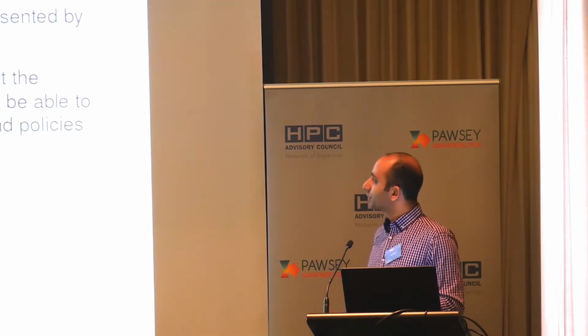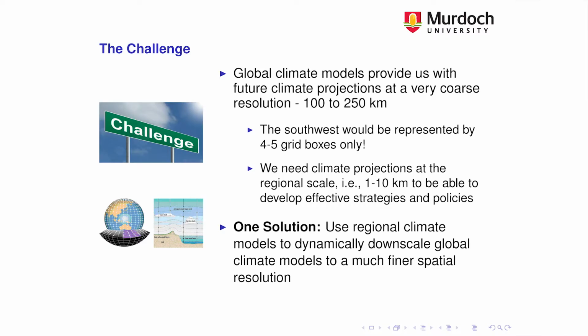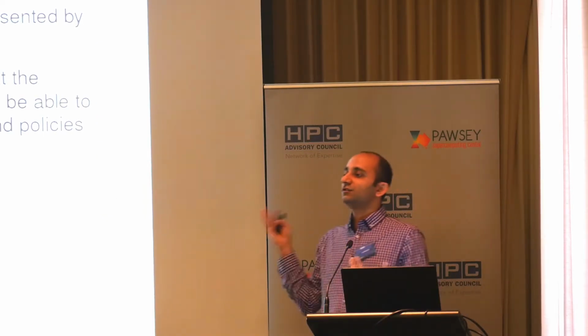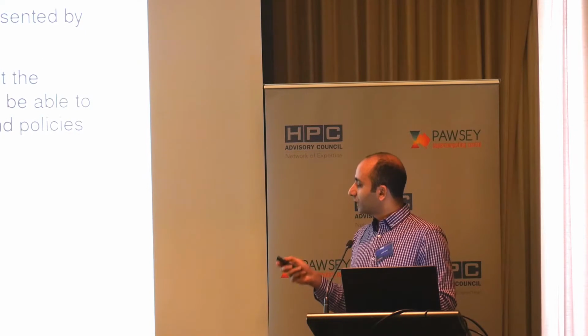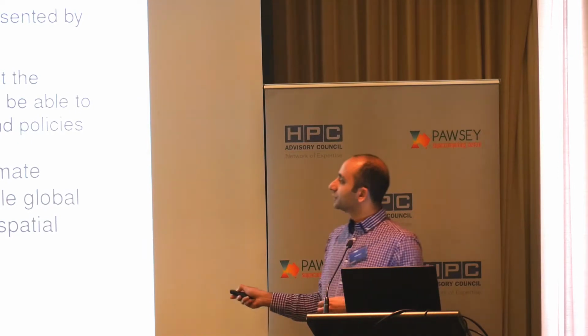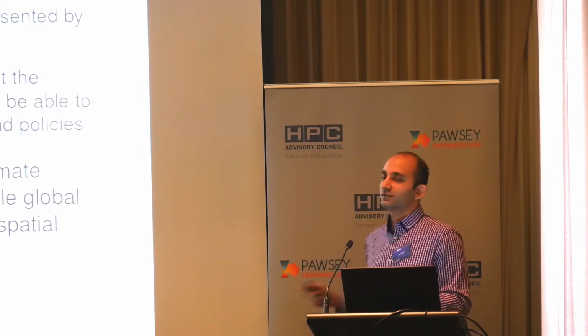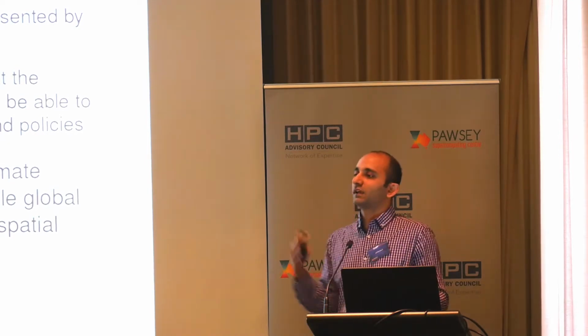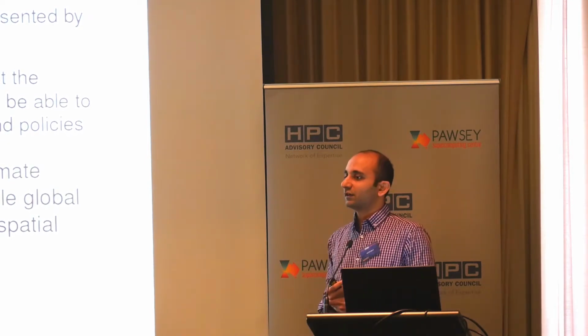So to try to find a solution to this problem, we use these things called regional climate models. You take the outputs from global climate models and you dynamically downscale them to a finer scale. By fine scale, I usually mean 1 to 10 kilometers. So now each box is 1 to 10 kilometers. That gives you more useful information on what's happening at the regional scale. So that's what we do. We use these regional climate models to dynamically downscale global climate models to a finer spatial resolution, so we can develop policy which is relevant to people on the ground.